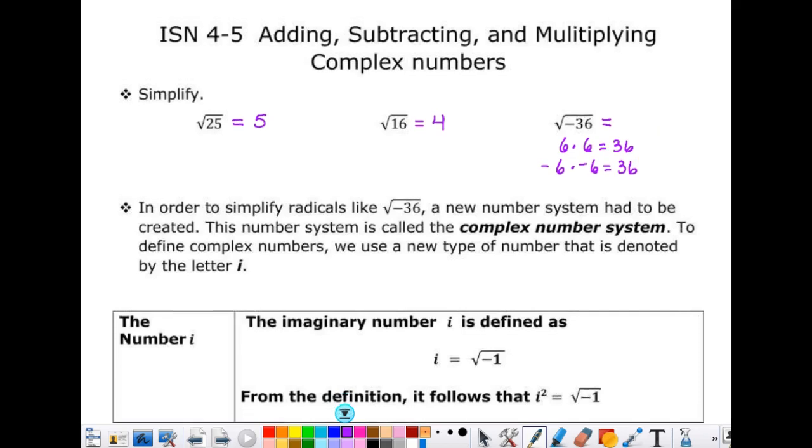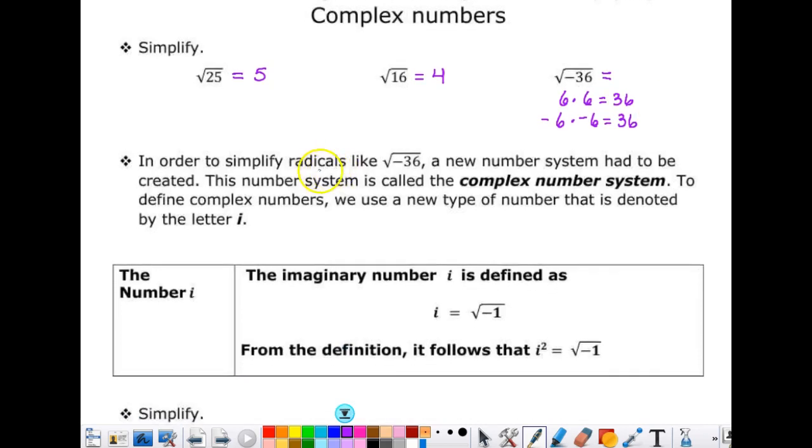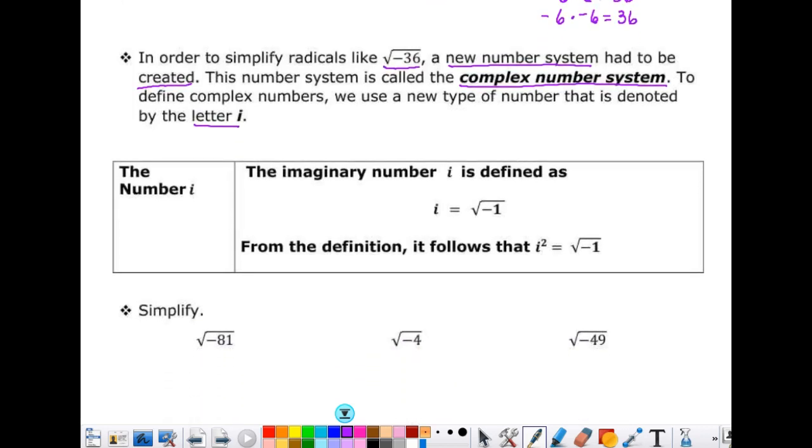So what we have to do, it explains here, when we have negative 36, or numbers like negative 36, a whole new number system had to be created, and they call that the complex number system. So to define complex numbers, we use a new number that's denoted by the letter i. Okay, so the imaginary number i equals the square root of negative 1.